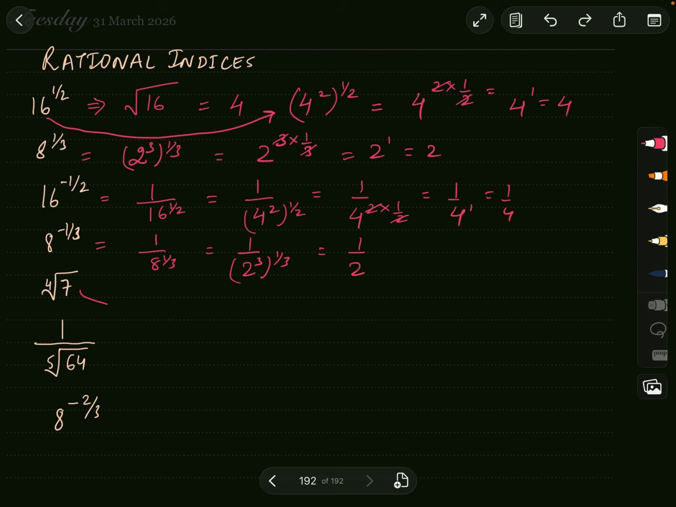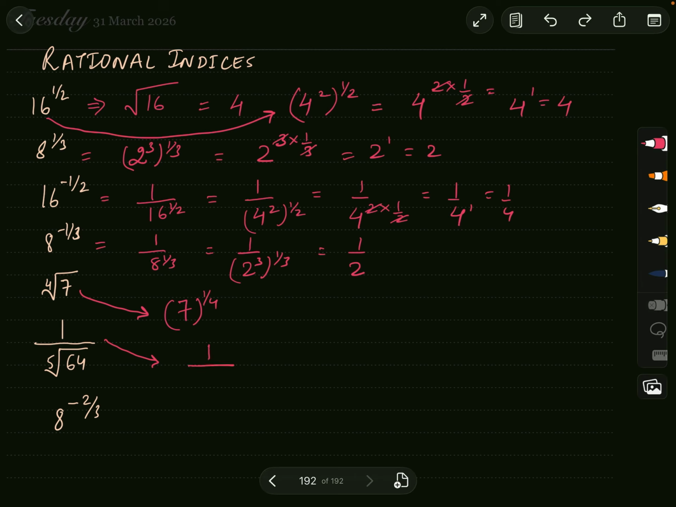Now, how can you write this in the index? This is the fourth root of 7, so we will write 7 to the power of 1/4. Similarly, let's solve this also. Now this 7 to the power of 1/4 was not even solvable, so we can't go further in this, except if you have a calculator and you would like to solve it further, which is going to give you a decimal answer. Then you have 1 upon the fifth root of 64.